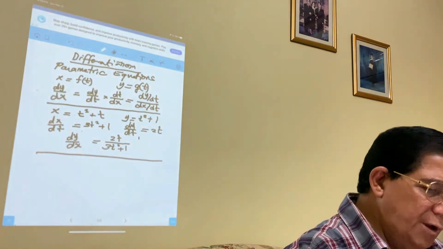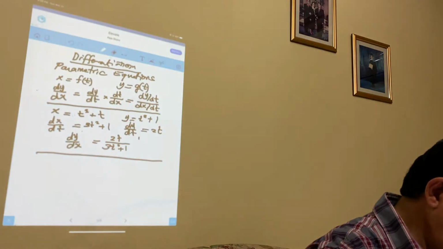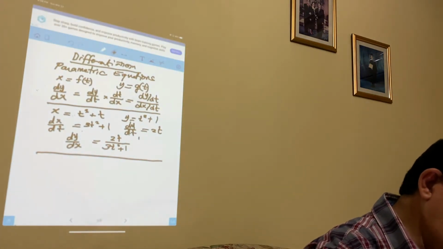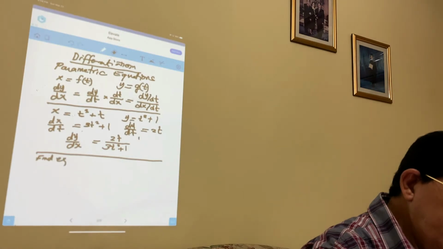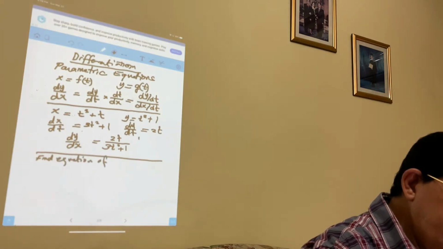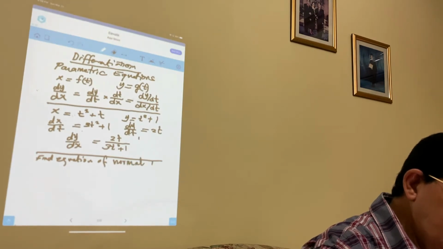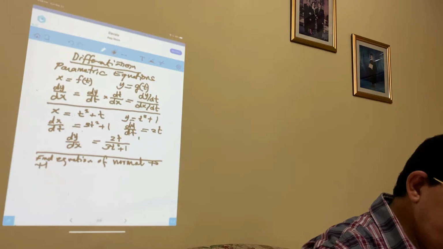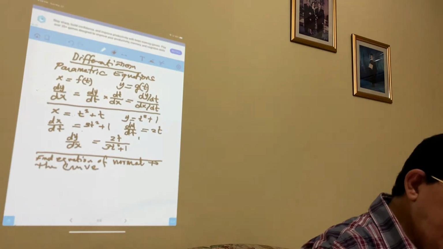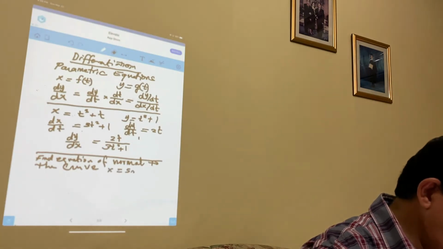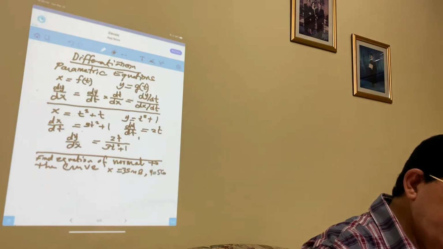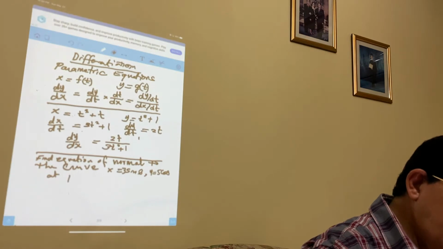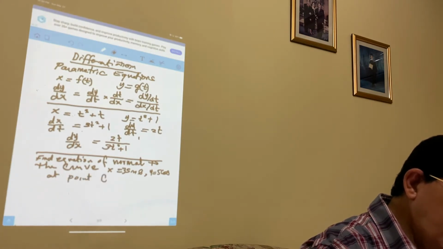We're going to have the next example. It says find the equation of the normal to the curve x equals 3 sine theta and y equals 5 cosine theta at the point where theta equals pi over 6.